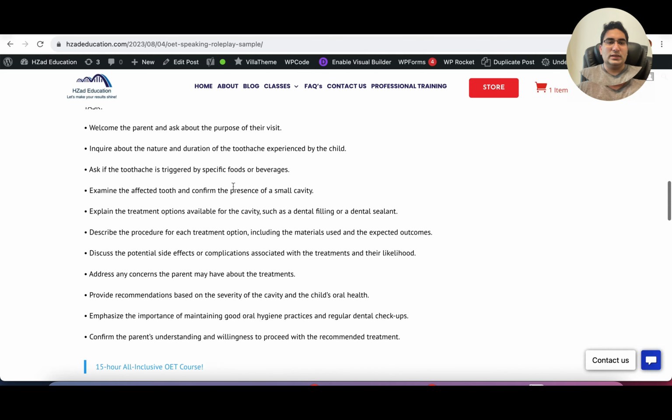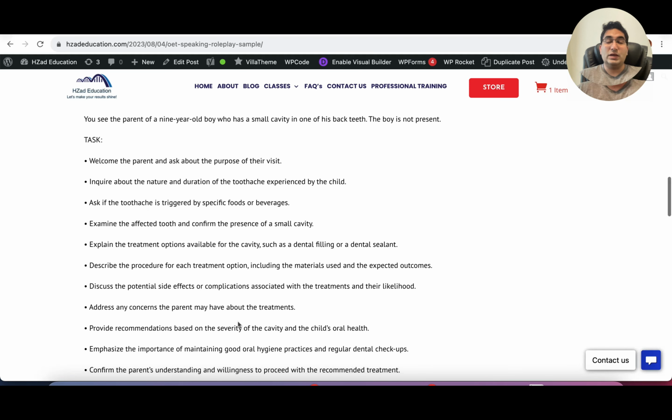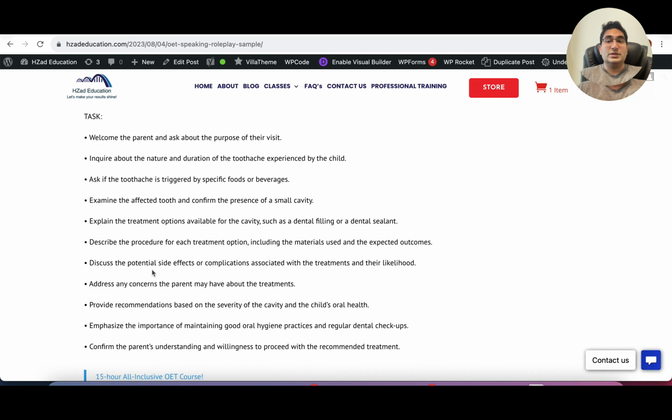The first thing is, in the preparation time of 2 to 3 minutes, you look at these tasks, and if you have any questions, you can ask the interlocutor, because there's no deduction for that, and they are there to answer you. A lot of these things you would assume too. It's okay to assume or say just anything when it comes to medical knowledge. For example, when it says explain treatment options for a cavity, you can say a bunch of made up stuff in terms of technical knowledge, because you don't really need any technical knowledge for OET.